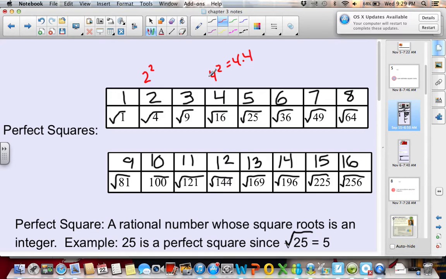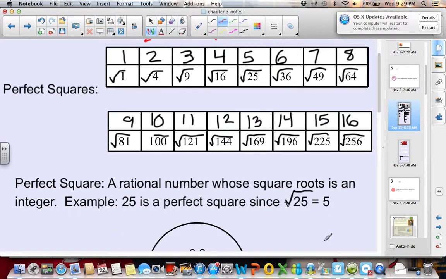Okay, so I want you to take a minute and pause me and copy down this entire chart. This is super important for you to have in your notebook. Okay, so just to recap, remember, for example, down here, 25 is a perfect square since the square root of 25 equals 5. Okay?